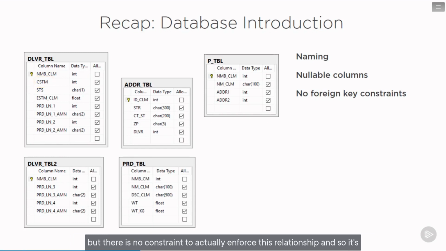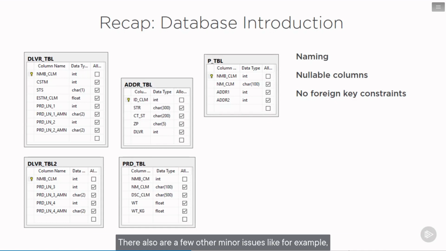But there is no constraint to actually enforce this relationship. And so it's possible to delete a customer that is referenced by delivery, which would bring their delivery to an inconsistent state, because we would lose the important piece of information about it.